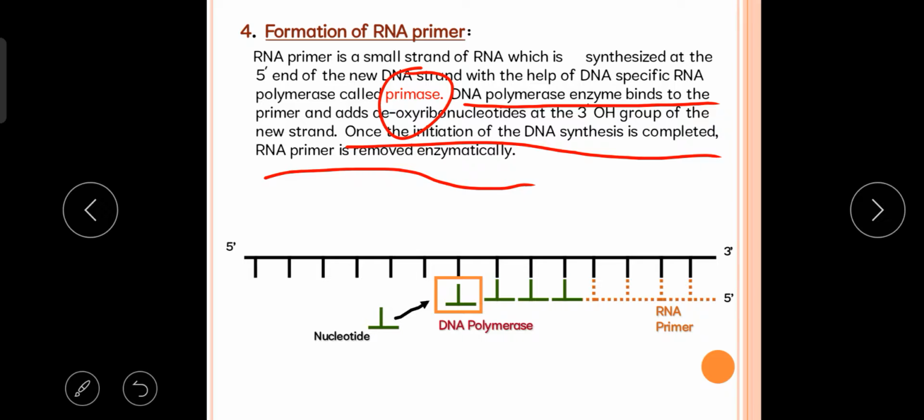Okay, that is why the RNA primer is very important. That means without RNA primer, DNA polymerase cannot synthesize any new DNA strand. Okay, are you getting my point?